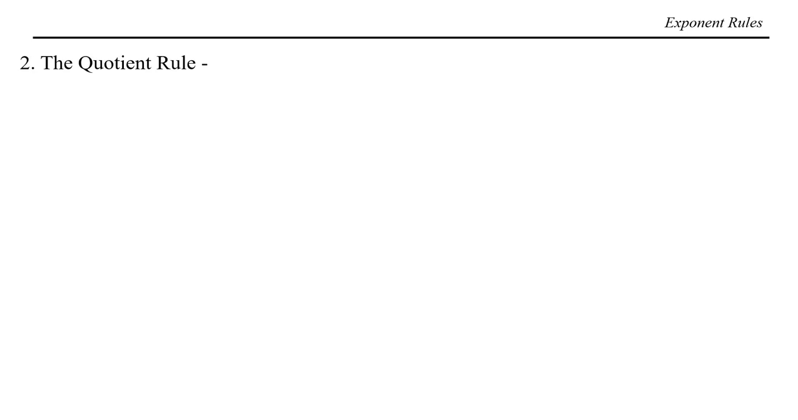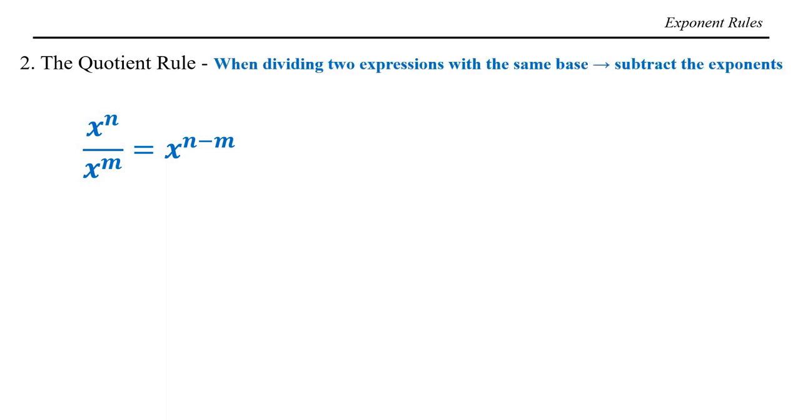We have the quotient rule. So the quotient rule states that if we had x to the power of n over x to the power of m, we would have x to the power of n minus m. So similarly as the product rule, instead of adding, we are subtracting. So when dividing two expressions with the same base, we subtract the exponents. So let's run through an example.